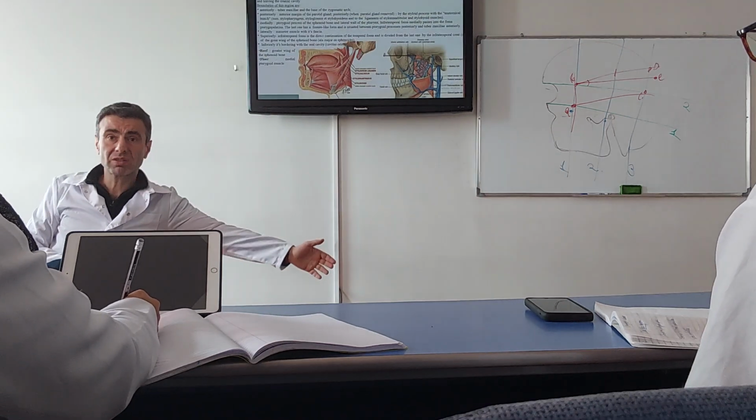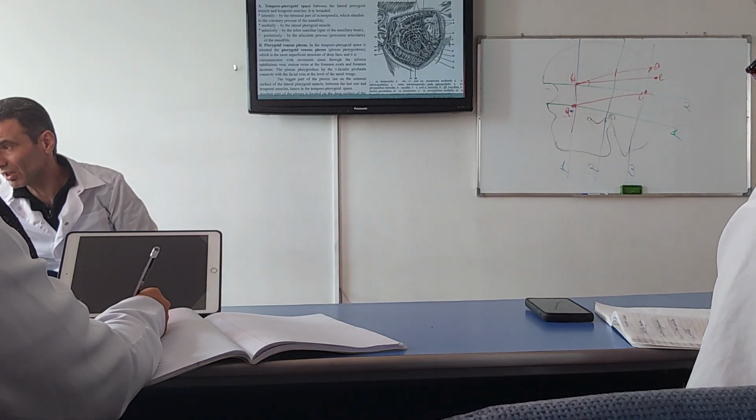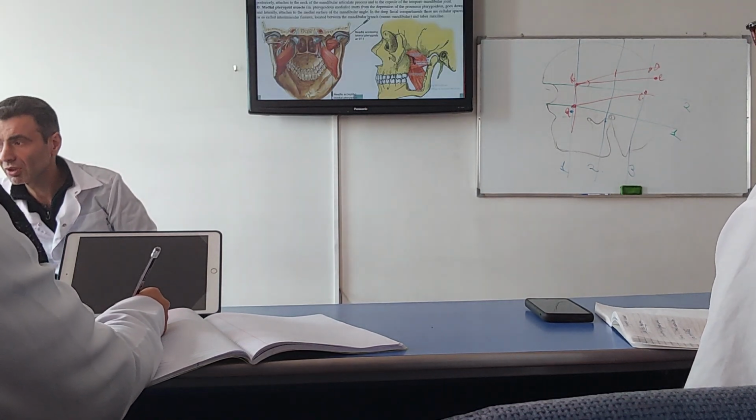Now let's come to the second compartment. Inside the second compartment, you can see here in this picture, for example, there are also vessels and nerves between the 2 pterygoid muscles.